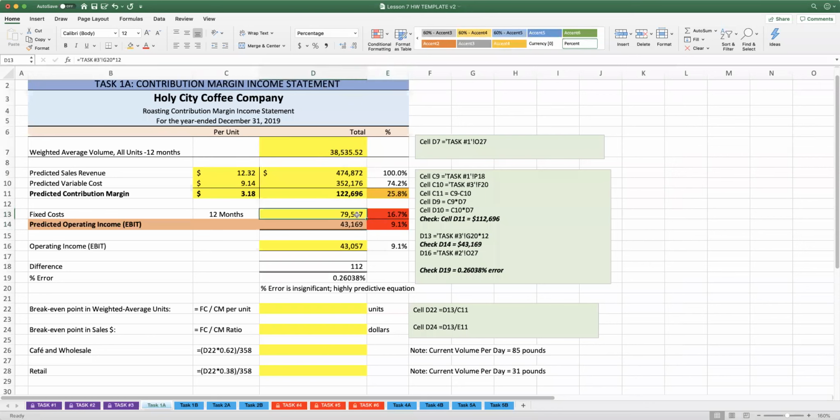Right? These are fixed, can't do anything about that, but we can sell more units. And so the question would be, how many more units would we have to sell to bump this percentage up a little? Because it's kind of low. All right, let's calculate what break even would be.